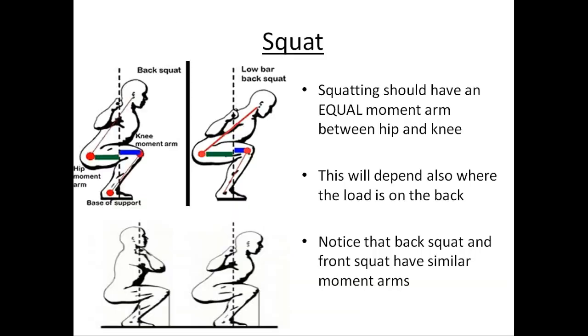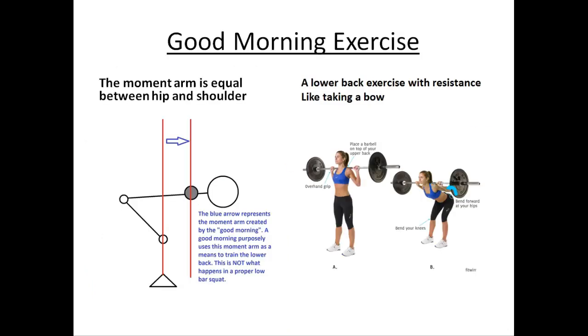So in the squat, it depends where you place the load, but you roughly want an equal distance between the moment arm of the knee and the hip, particularly on a back squat. If you're changing it to a low bar back squat, that's going to change the effort, and if you're doing a front squat, again, that's going to change the effort, but the moment arm should be roughly the same.